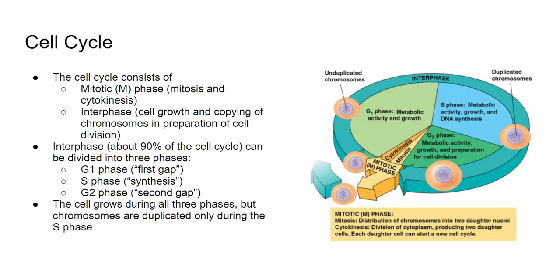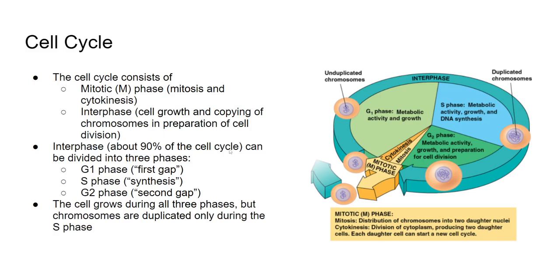Let's talk about the cell cycle. So I feel like this is a pretty good graphic when referring to the cell cycle. The cell cycle consists of the mitotic M phase, which is mitosis and cytokinesis, and interphase.